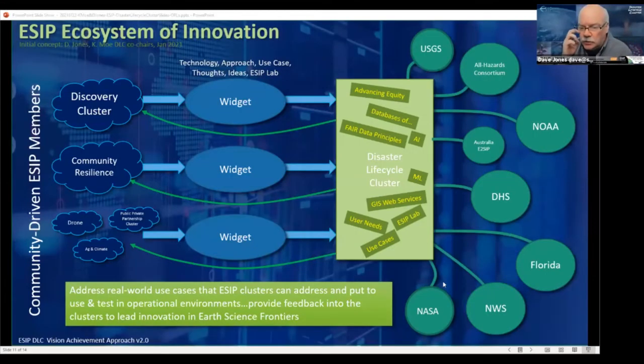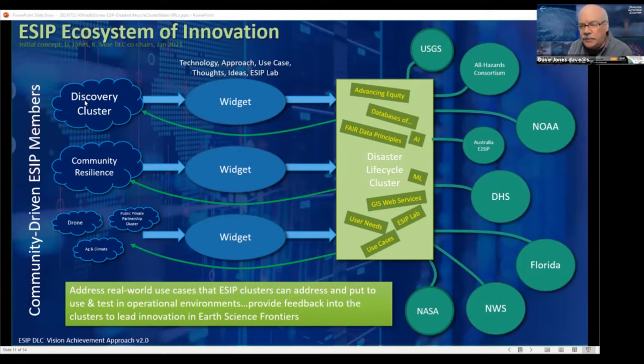So here we go. A lot of lines on this particular slide, but what I just wanted to talk about quickly is the ESIP ecosystem of innovation that has been evolving over the last couple of years within the disaster lifecycle cluster, where there are a lot of clusters within ESIP. These are just a few examples: discovery cluster, community resilience, public-private partnership cluster, the drone cluster, ag and climate cluster. So we're looking at cross sector or cross cluster fertilization, if you will, so we can really dive into some of the key things that other clusters are doing that might have relevance to decision making.